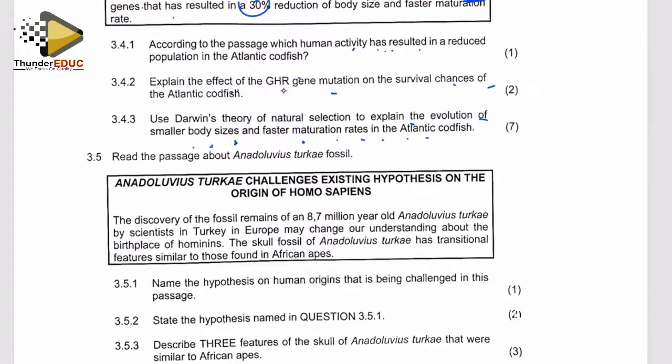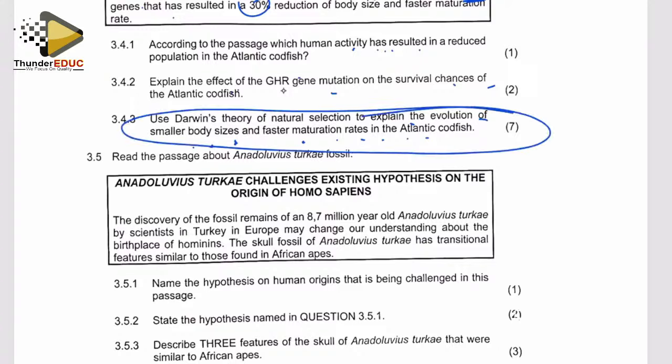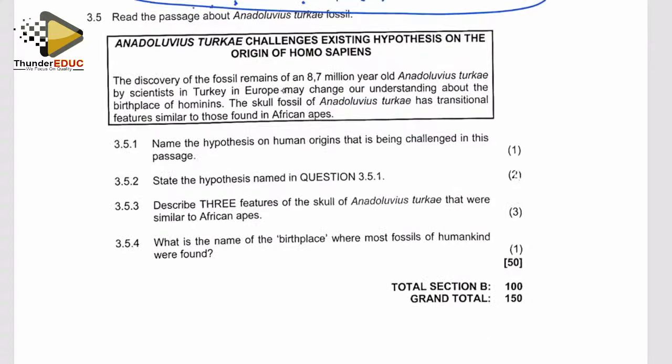They passed the allele for this mutation to the next generation. After many generations, the next generation will have a higher proportion of codfish with this mutation, and a lower proportion of those without it. So basically, that's what you're supposed to explain. Please don't confuse this natural selection with speciation, because in most cases students confuse this and end up losing marks.